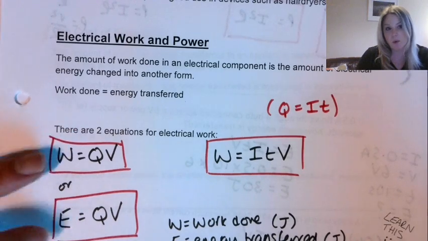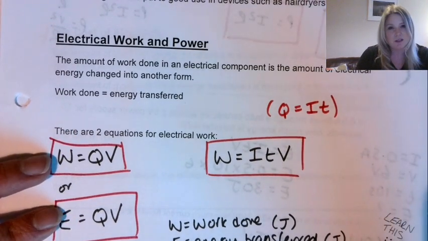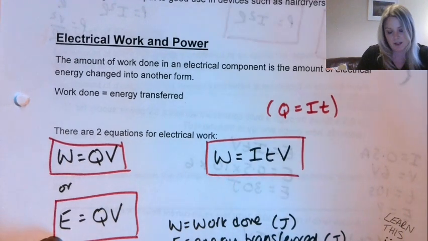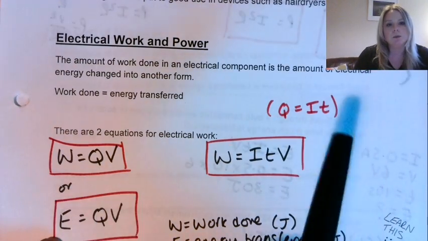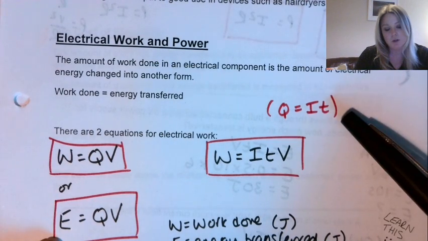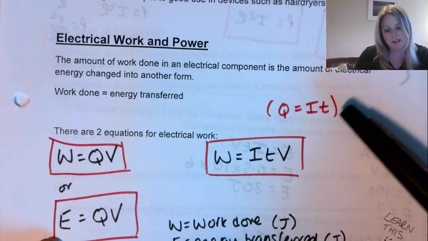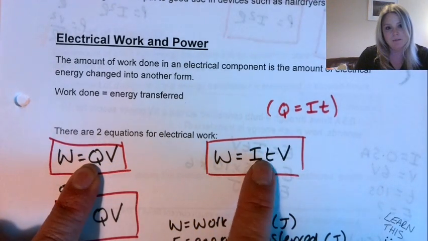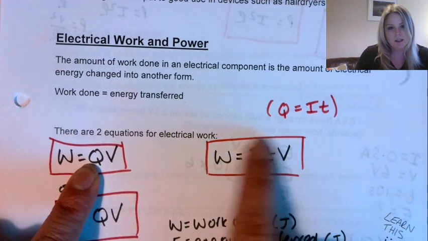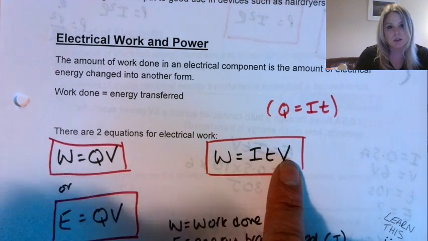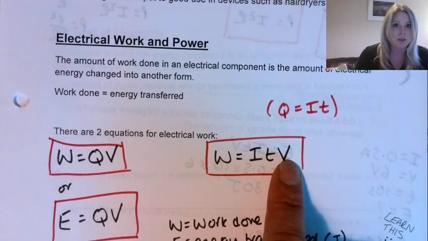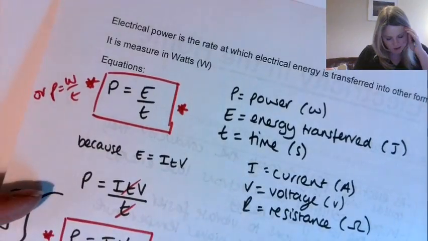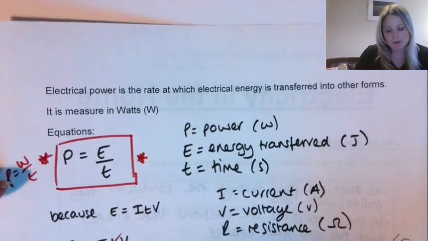I will use both of these equations. It just depends what the question's asking for. If the question uses work done, I tend to use W. If it uses energy transferred, I tend to use E. Another thing we did was, because earlier on in this topic we learned that Q was equal to IT, current multiplied by time, all we've done here is replace this Q in the equation with IT. So we end up with W equals ITV. And this one just allows us to sometimes do questions all in one step, as opposed to doing two different separate calculations.